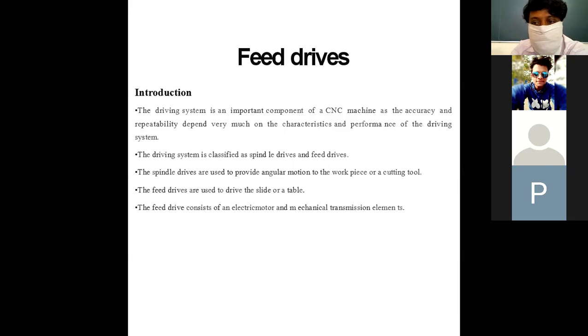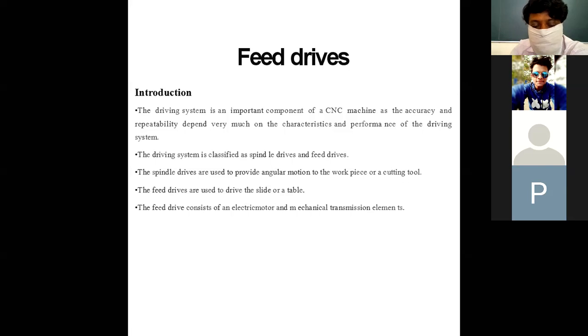As we have seen earlier in this lecture, sliding and rolling are the two types of guideways. So the slide or table, wherever it is, feed drives are used to drive it. The feed drive consists of an electric motor and mechanical transmission elements.